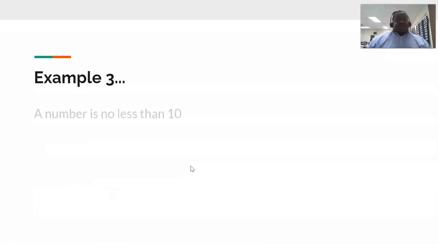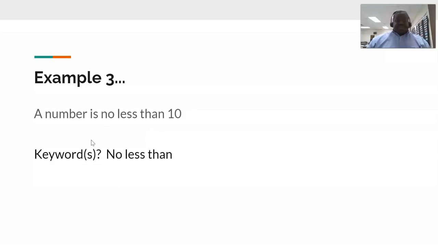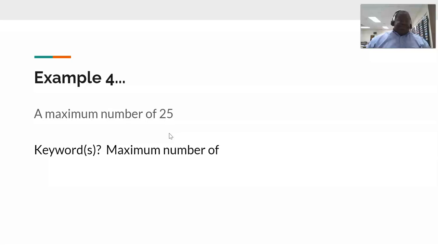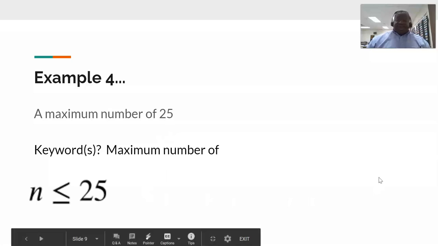Example 3. A number is no less than 10. No less than is your keyword or phrase. And no less than tells us what? It's not going to be any smaller than 10. So it's going to be greater than or equal to 10. Our final example here. A maximum number of 25. Our keyword, maximum number. So if that's the max, that means it can't be any larger than 25. So it's going to be less than or equal to 25.